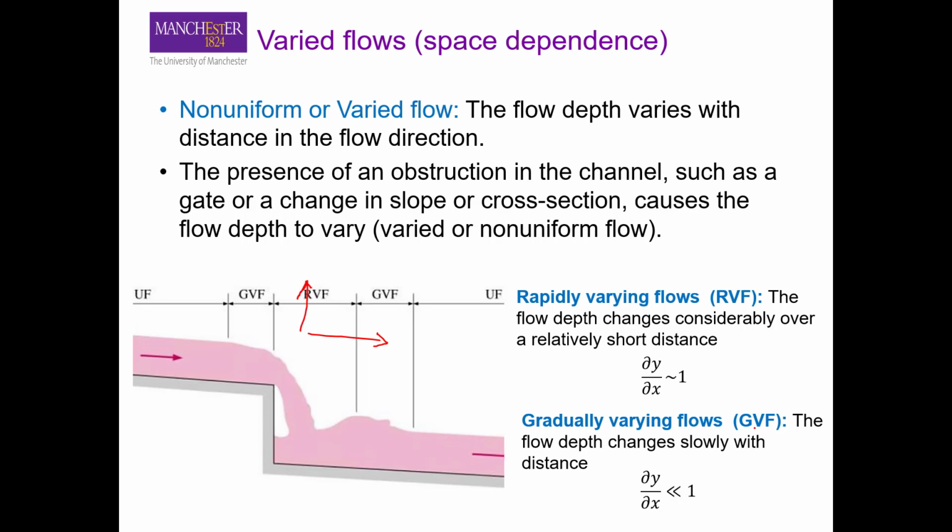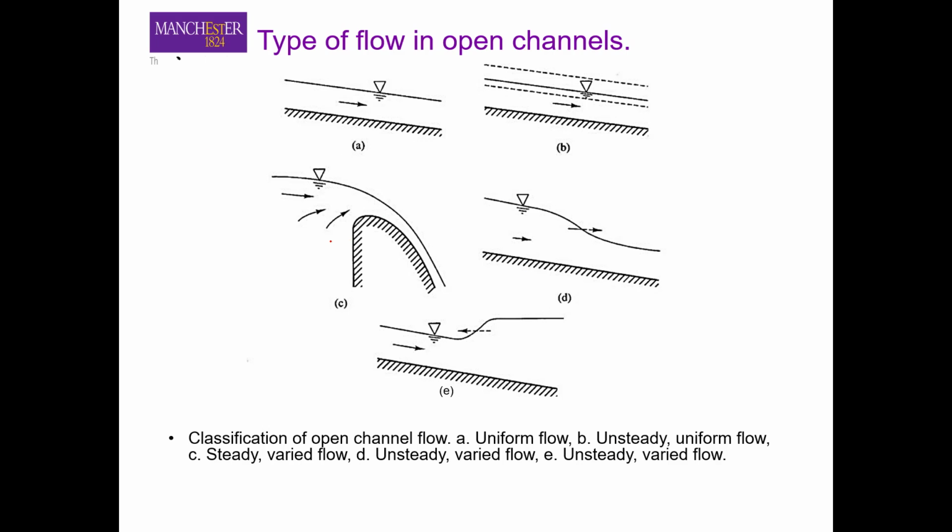Then you can have gradually varied flow, and as I explained previously, for example here in this example, your velocity is changing from this point to this point, but the change in velocity is quite slow. Okay, and that's what we call dy over dx, the change in y direction with respect to x, is really small, or your velocity is changing slowly with the flow, and that's what we call gradually varied flows. And these are just different schematics of different flow types, so please have a look at it in your free time.